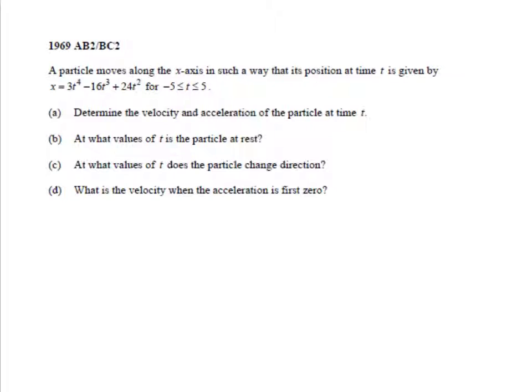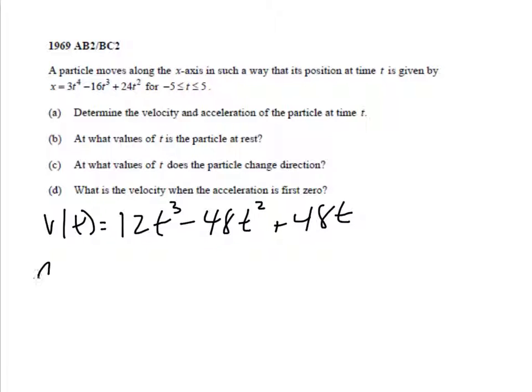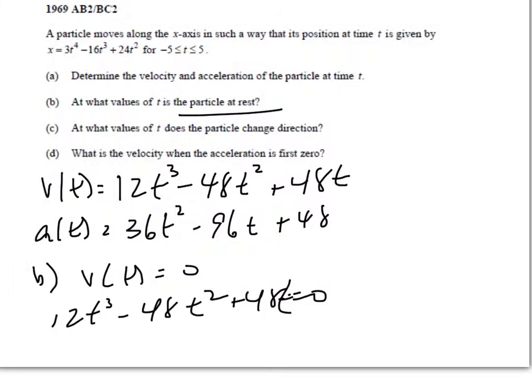All right, velocity and acceleration of the particle. So v of t is equal to 12t to the third minus 48t squared plus 48t. And for the acceleration, just take the derivative again. You get 36t squared minus 96t plus 48. That's part A.